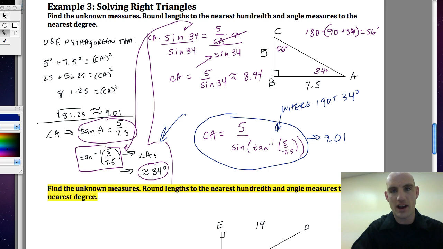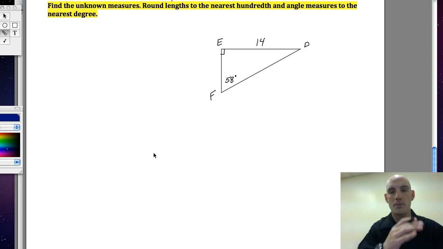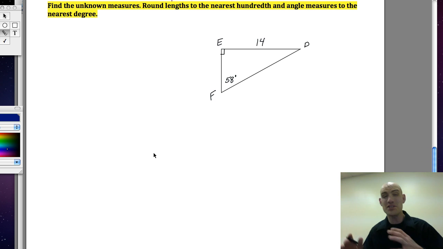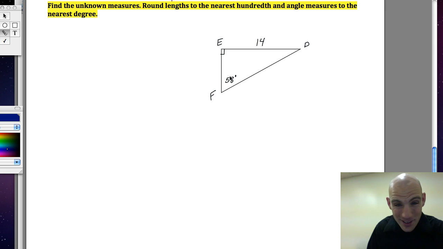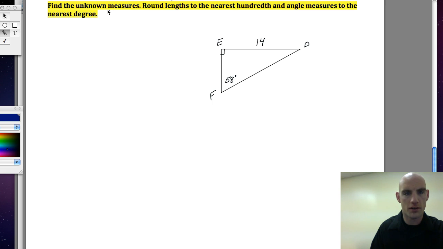Let's do another one. I've got it highlighted, so if you want to try it, you can do it. But I'm going to go through it right now. So if you want to pause it and try it, go for it. If not, I'm just going to go straight to it. We don't have two sides this time. We have an angle and a side. In some ways, this is different, but it's the same still. We still want to find all the 6 pieces. So we want to find all the unknown measures.